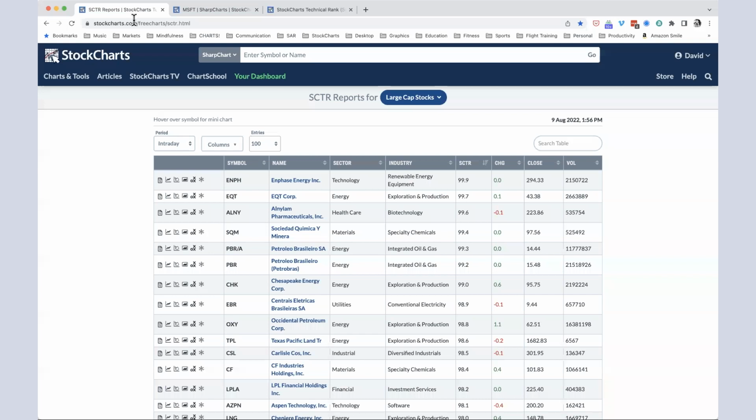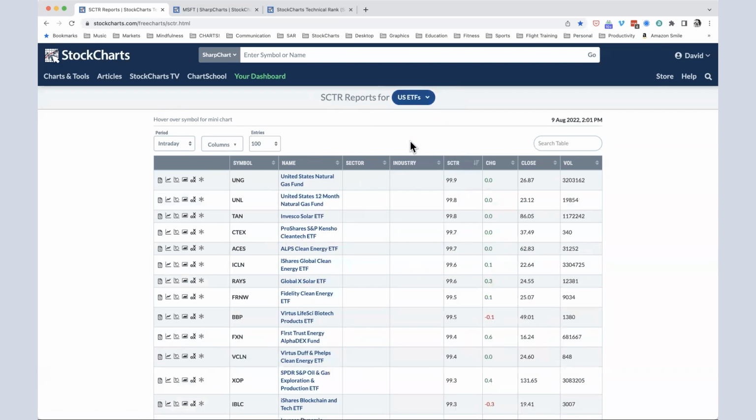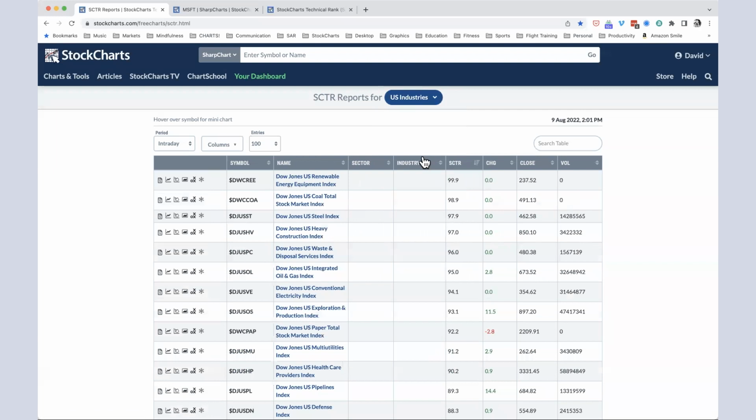Now, we have a series of reports to help you identify out of a big universe which stocks or ETFs are ranked the strongest or the weakest. If you go to Charts and Tools on StockCharts.com, select the scooter reports, you'll go to this page. This is ranking ordering. You can sort a different column if you like, but this is basically showing you the strongest chart based on our proprietary scooter rankings currently is Enphase Energy, which is in the renewable energy equipment industry group. At the top, I can switch from large cap stocks to other universes as well, so it's always helpful to look at ETFs, also look at industry groups to see which groups and which ETFs are really performing well.